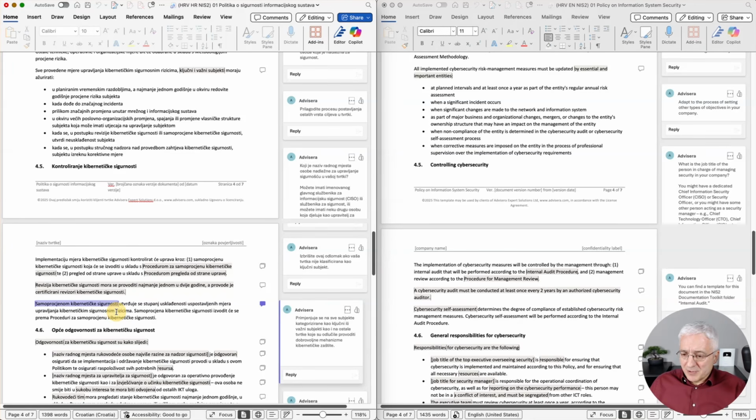Now, these requirements for cybersecurity audit and cybersecurity self-assessment do not exist in other documents. This is something that we added specifically because of Croatian cybersecurity law. So as you can see, this is how we adapted these documents for local legislation. Which actually brings me to why all of these documents that I mentioned in the beginning are important.